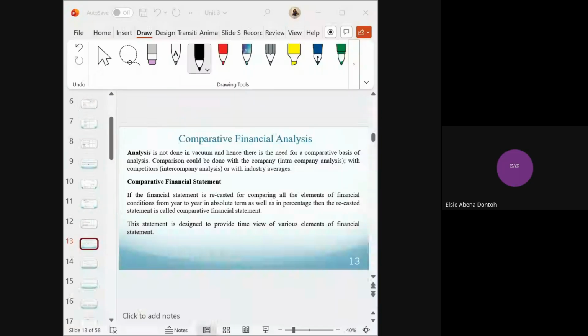Okay, thank you, Mohammed. So as your colleagues have said, comparison could be done within a company. That's intra-company analysis, or intercompany analysis, where the company is compared with another company or with the industry they find themselves in. So comparative financial analysis is a recasted statement for comparing all elements of financial conditions from year to year, in absolute terms as well as in percentage. And the recasted statement is called financial statement analysis.